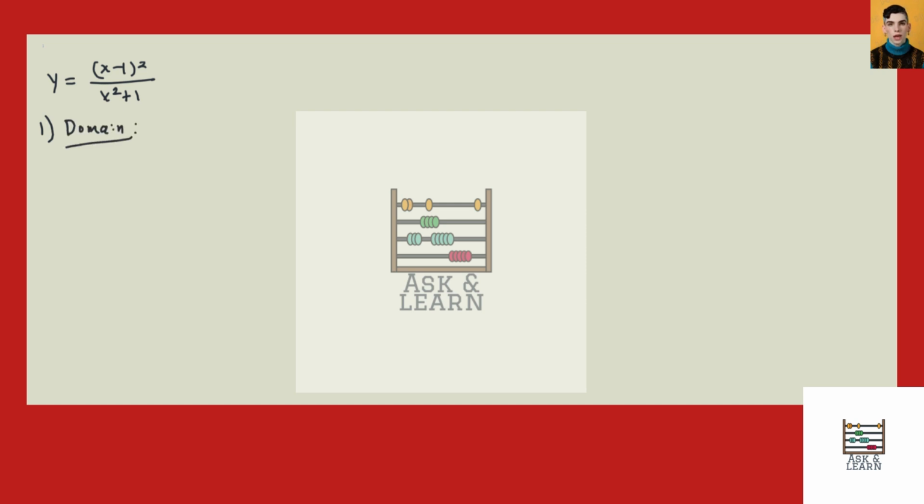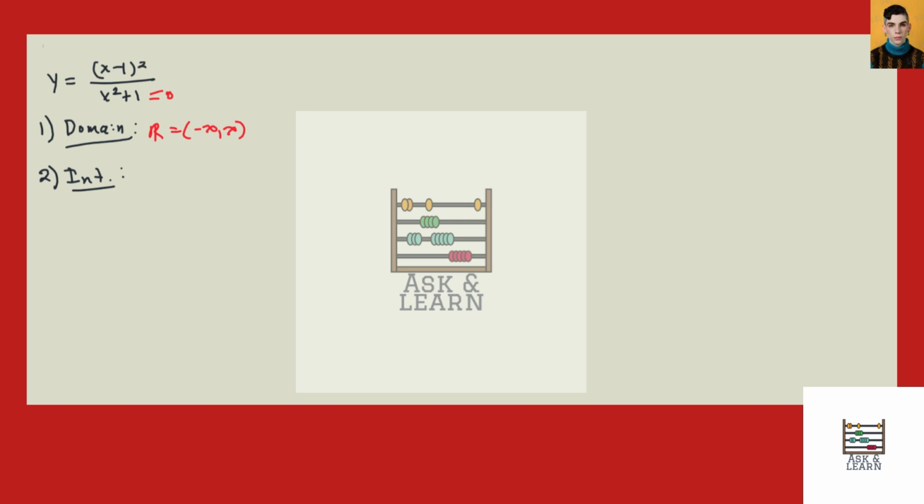So the first thing they tell us to do is to look for our domain. And the only issues we would have with a rational function is where our denominator is equal to 0, but x squared plus 1 will always be greater than or equal to 1, so our domain ends up just being all real numbers. Now we can go ahead and look for our intercepts.